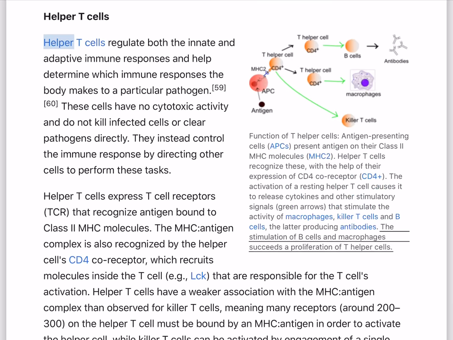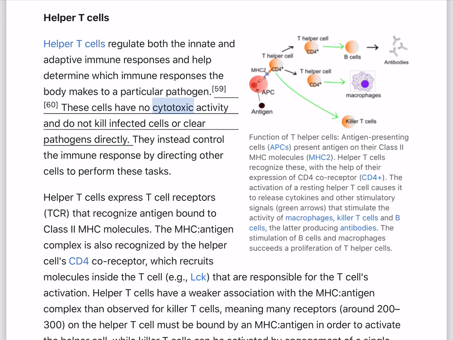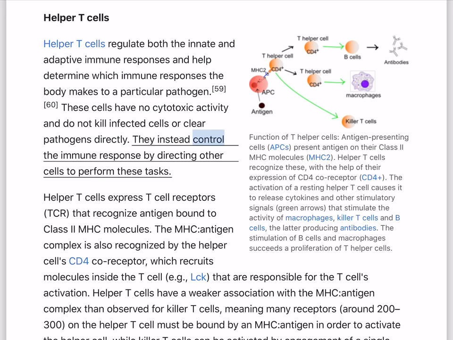Helper T cells regulate both the innate and adaptive immune responses and help determine which immune responses the body makes to a particular pathogen. These cells have no cytotoxic activity and do not kill infected cells or clear pathogens directly. They instead control the immune response by directing other cells to perform these tasks.